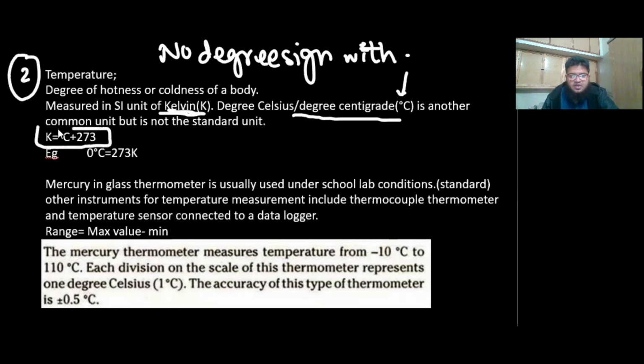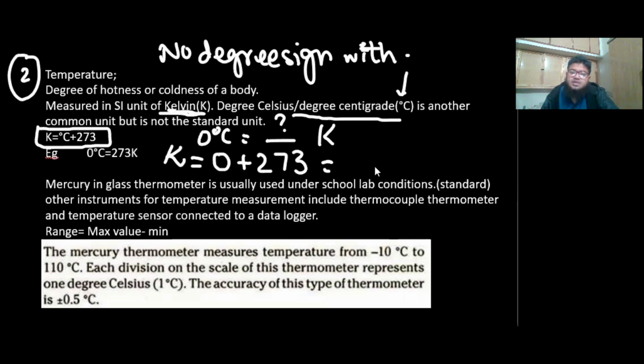The temperature in Kelvin: if you need to calculate the temperature in Kelvin, just take the temperature in degrees Celsius and add 273 to it. This is one example. If you have 0 degrees Celsius, how many Kelvin is it equal to? For that, it's simple. Just add the temperature in degrees Celsius to 273 and you'll get your answer. The answer is 273 Kelvin. So 0 degrees Celsius equals 273 Kelvin.